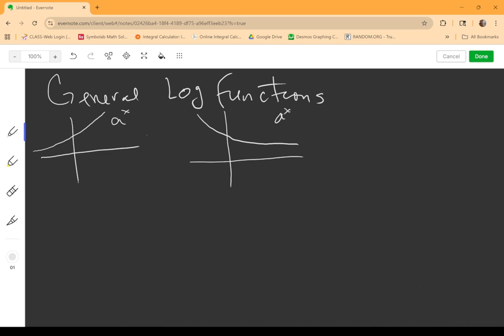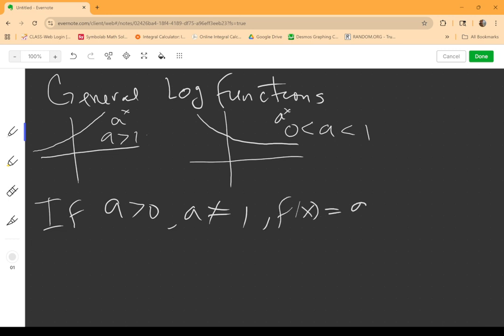Now, in particular, what we want to notice is that these functions are one-to-one. Continuous one-to-one functions, which means that they have an inverse. And we are here to define that inverse. So here, if a is bigger than 0, and a not equal to 1, and again here, a bigger than 1, or a less than 1 but bigger than 0, and f of x is equal to a to the x, then we want to define its inverse essentially. We want to define the logarithmic function.